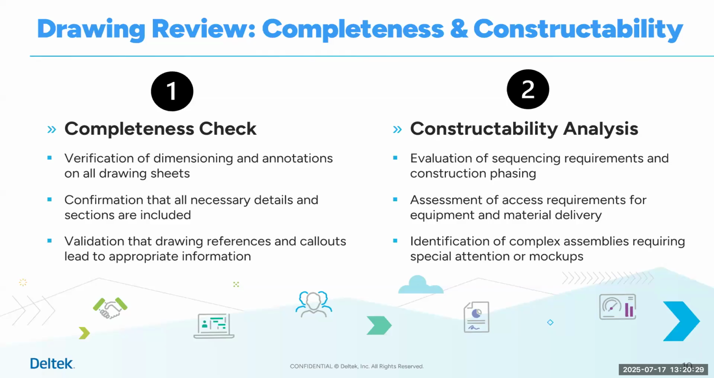Then there's a matter of dimensions and all the annotations on the drawing sheets, confirming that all the necessary details and sections are included. You know, making sure that those references and callouts are correct, looking at schedules and legends, making sure that they're comprehensive and coordinated with the drawings as they relate to the specs. Does the drawing wording match the spec wording? See, these are some things that the CA person would look for as they review the drawings.